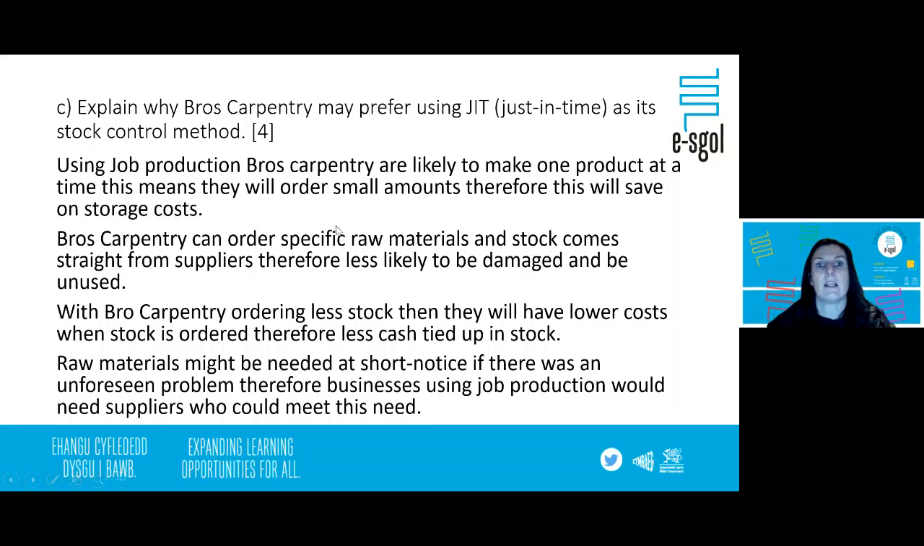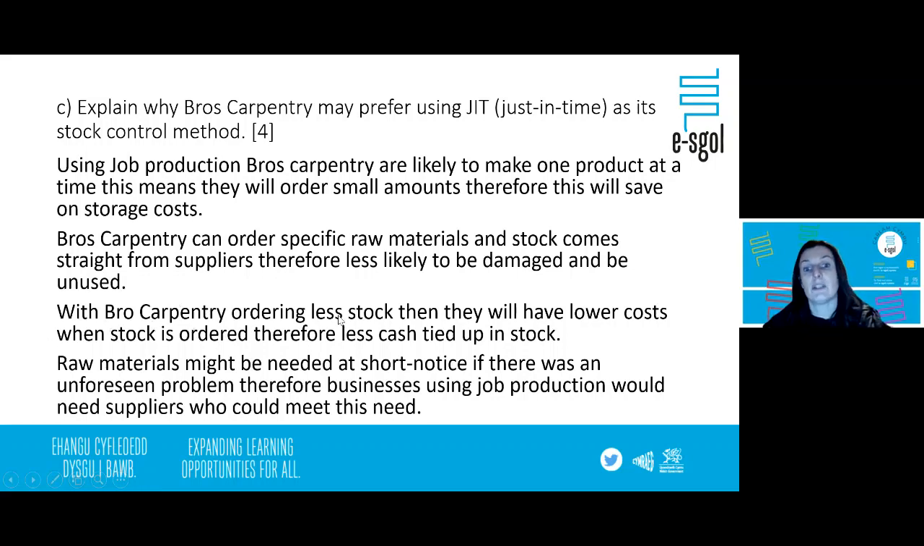So things that you would be looking at there, like using job production, Brose Carpentry are likely to make one product at a time. This means they will order small amounts, therefore this will save on storage costs. Brose Carpentry can order specific raw materials and stock comes straight from suppliers, therefore less likely to be damaged and unused. So use words like therefore to expand on your points.